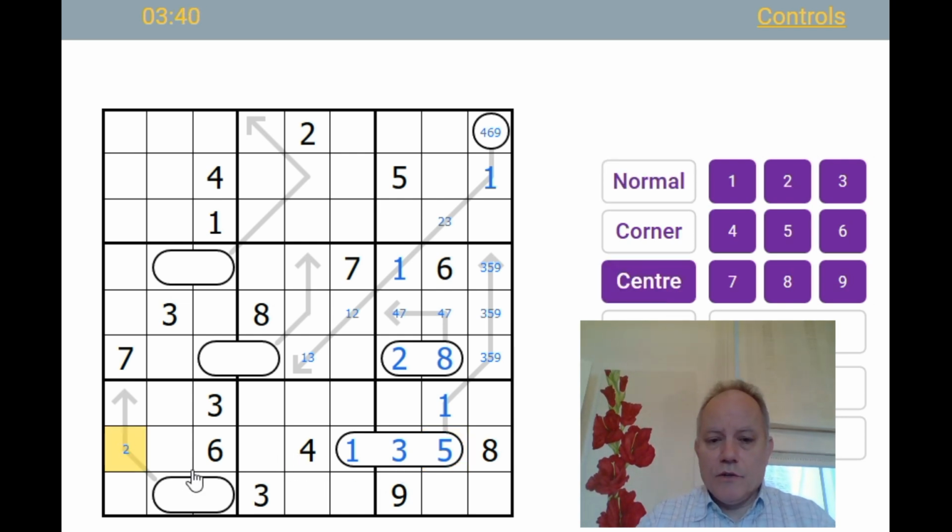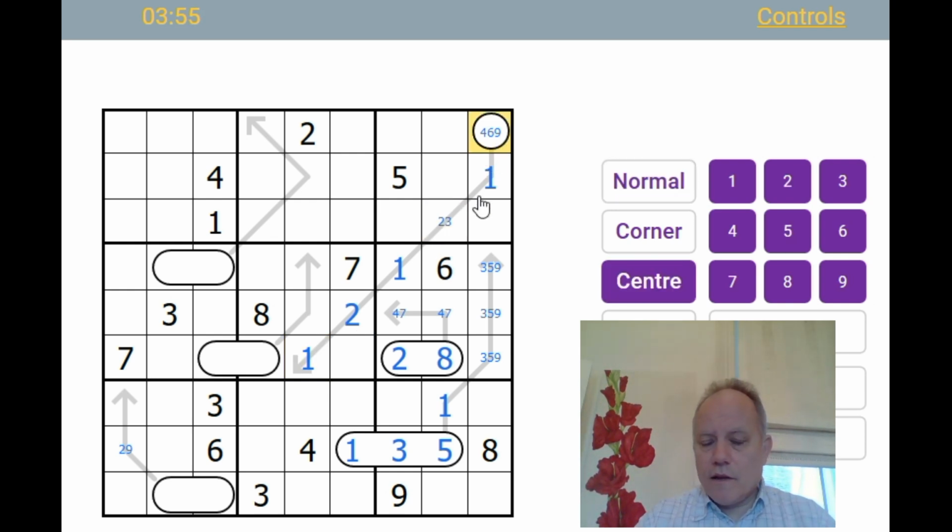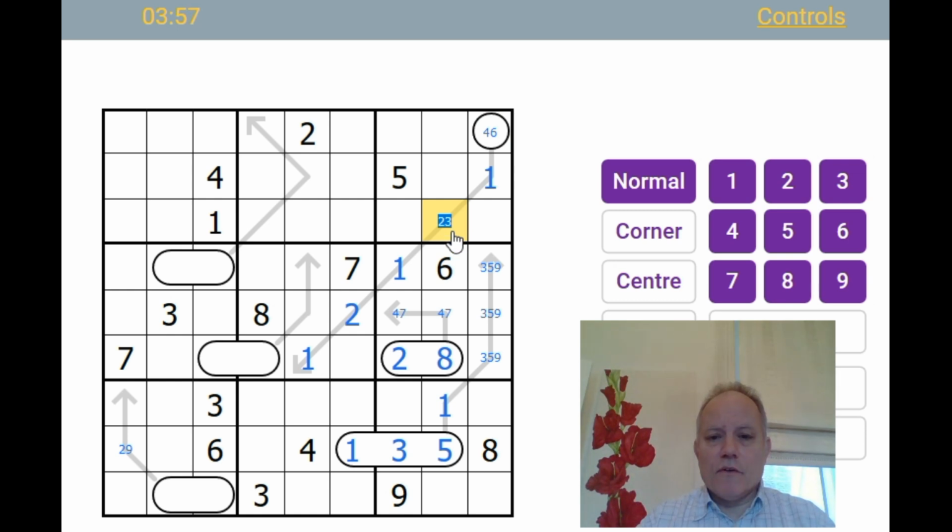This number must be a 2 or a 9. What else can we do? Oh, this can't be a 1 anymore, so it must be a 2, making this a 1. Well, that can't be a 9, but it could still be 4 or 6. Don't know which. 3, 5, 9, 1, 8. No, can't see what to do there.